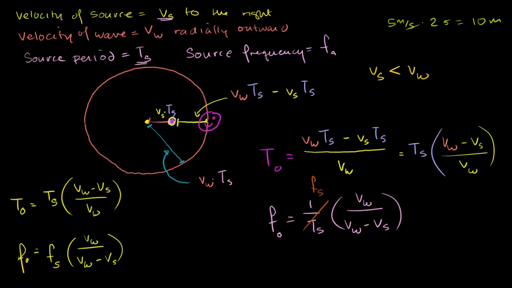In the last video, we figured out the formulas for the observed period and frequency for an observer sitting in the path of the source. So the source is moving towards the observer. This is the example where the train is moving towards you, and you perceive the train's horn as having a higher pitch or a higher frequency.